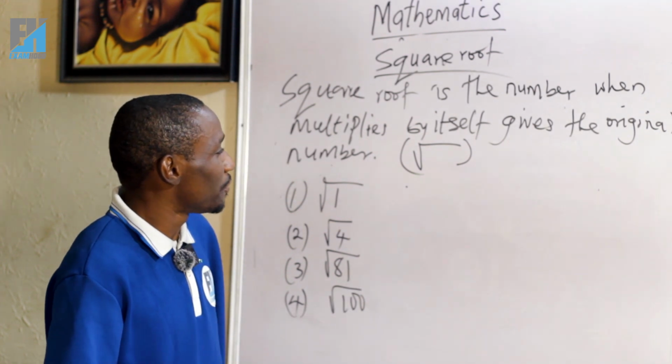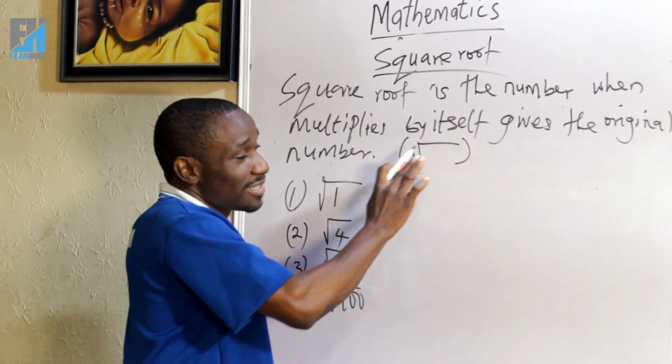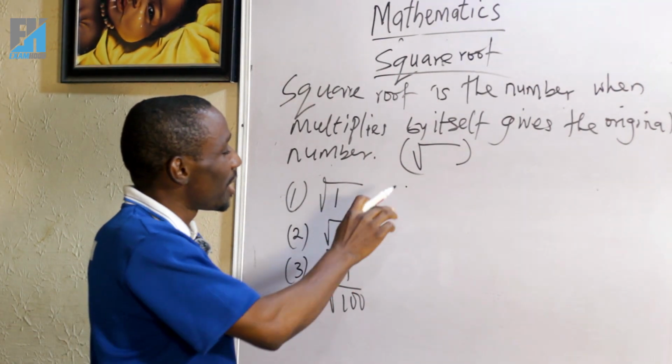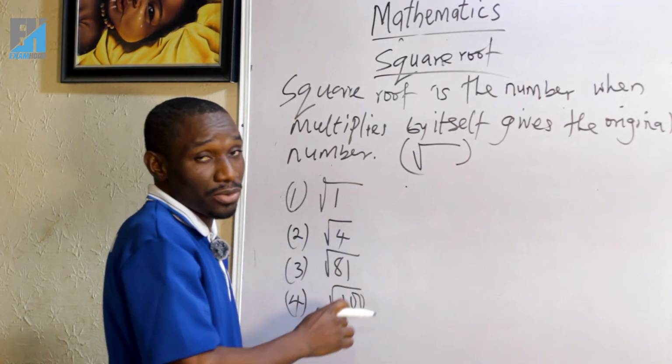Now, this is the sign of square root. So anywhere you see this sign, it implies a square root.